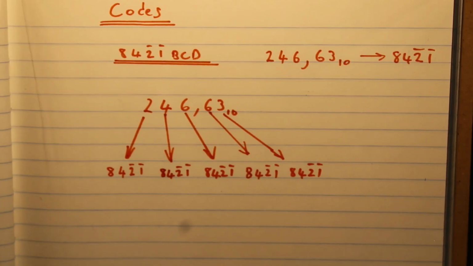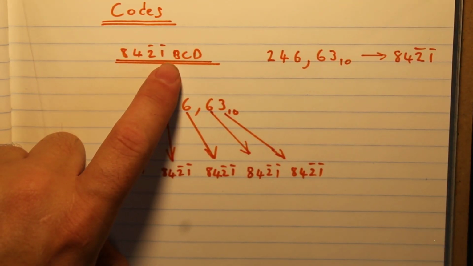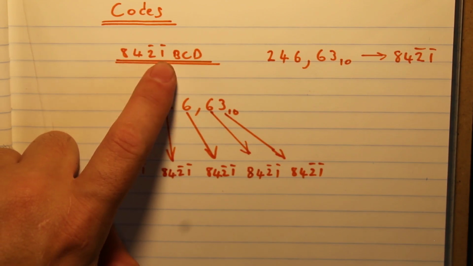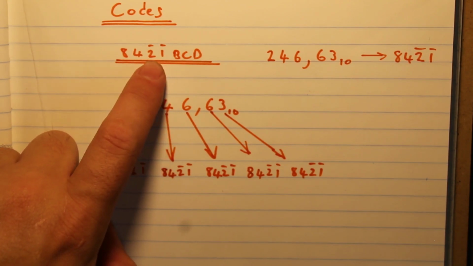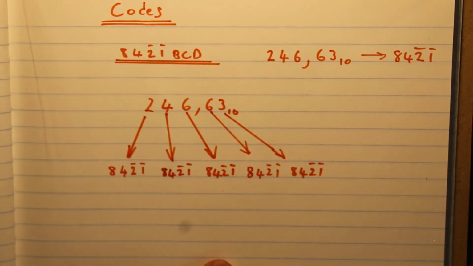All right, so the next code, and this is the last BCD code we're going to be looking at. This one is what we call 8, 4, not 2, not 1. Another way we can say it is 8, 4, negative 2, negative 1. So the 2 and the 1 are actually negative in this case, so we have to take that into account when converting the numbers.